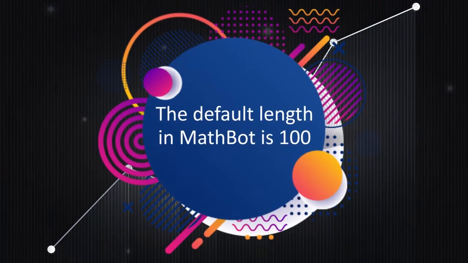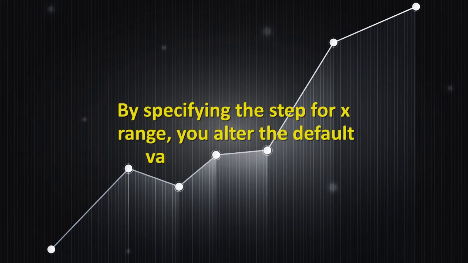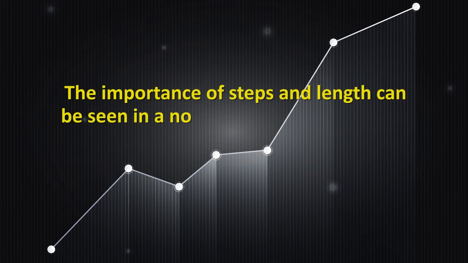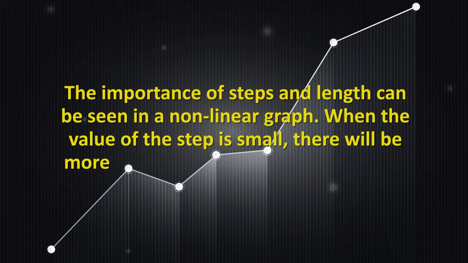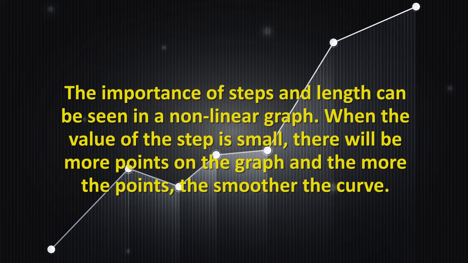The default length in MathBot is 100. By specifying the step for x range, you alter the default value for the length. The importance of steps and length can be seen in a non-linear graph. When the value of the step is small, there will be more points on the graph, and the more the points, the smoother the curve.